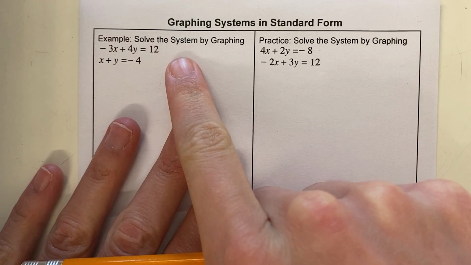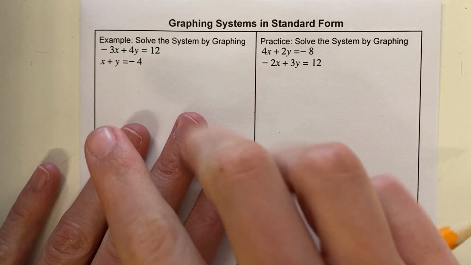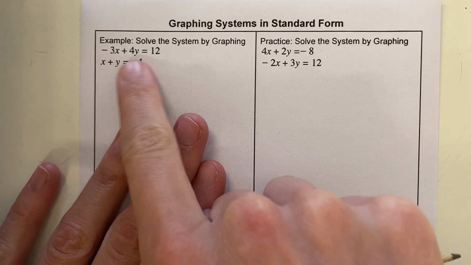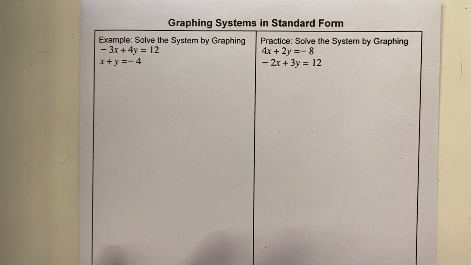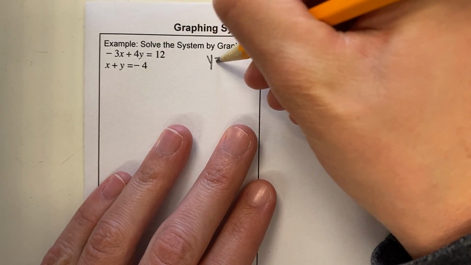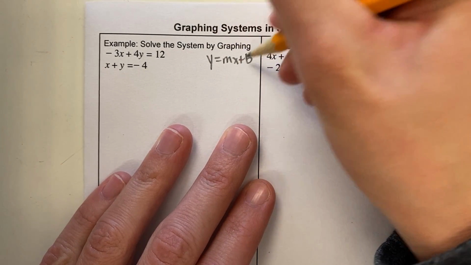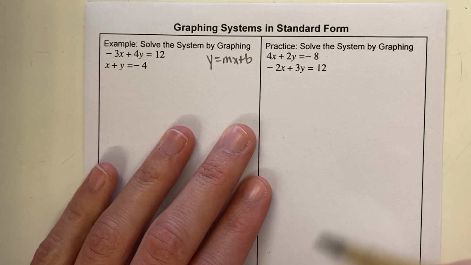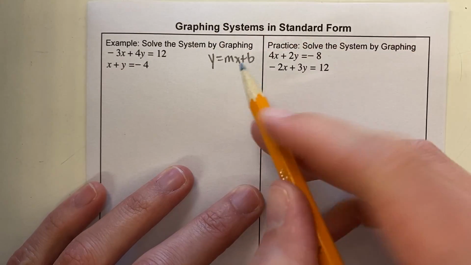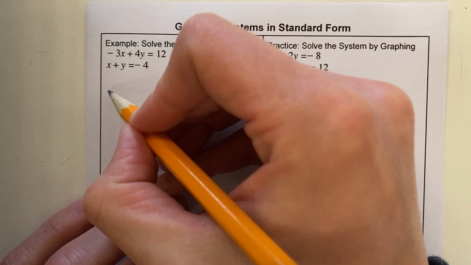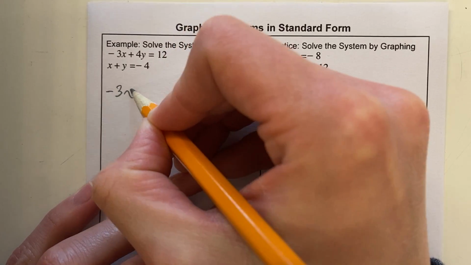I'm still doing the same thing I did on the other side of the paper. I'm solving by graphing. This is different though, because these equations are not in slope-intercept form. They don't look like this, right? I know how to graph an equation that looks like this, and these don't. But what I'm gonna do is take each equation and rearrange it so that it does look like this. So I'm gonna recopy this first equation.